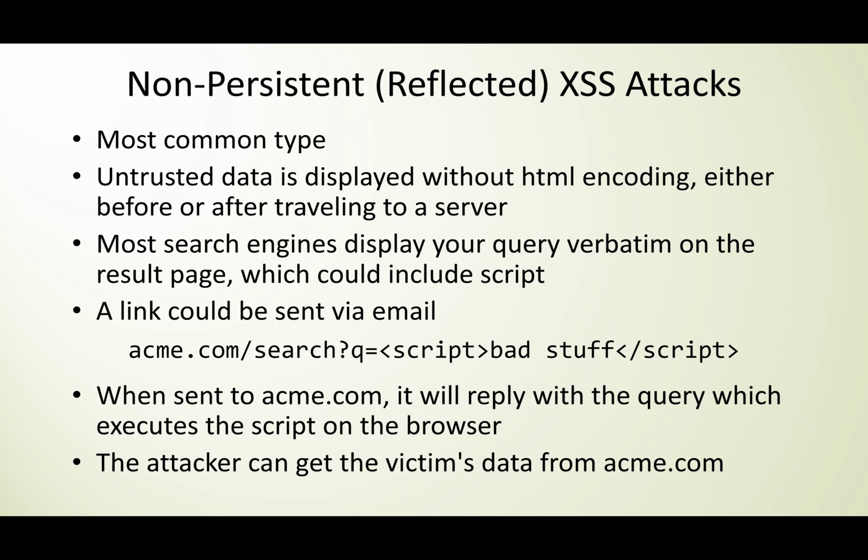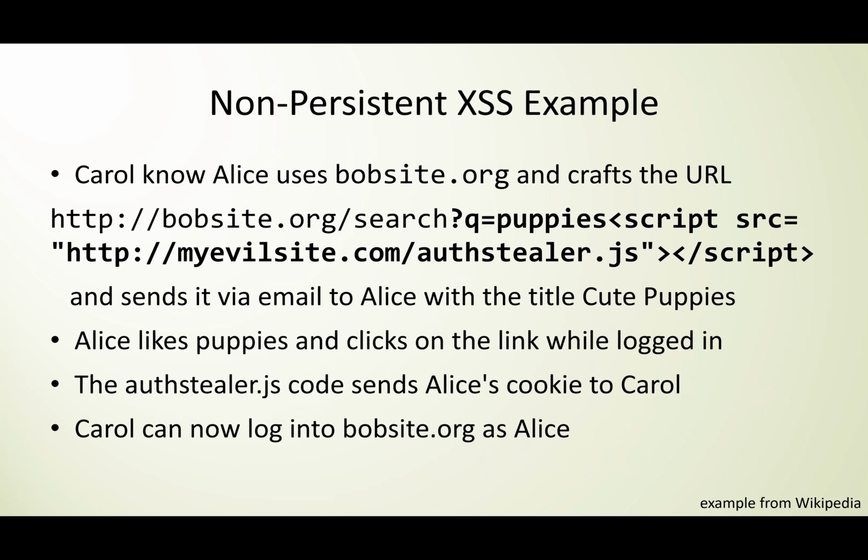So email is a really common vector. Let's look at this example that I got from Wikipedia. In case you haven't met the characters yet, we have Alice and Bob. Alice and Bob are in every talk about encryption or computer security. Carol is also often the attacker, although there are other attackers.